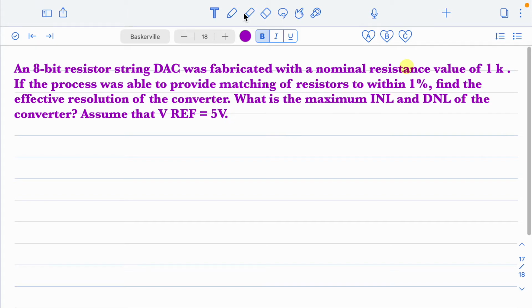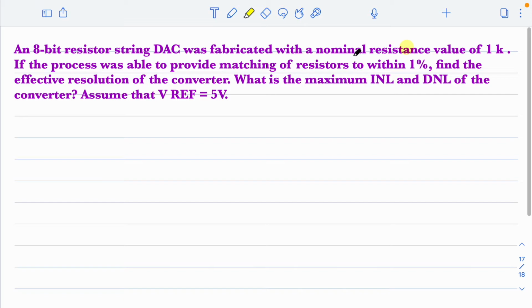So the question is with the nominal resistance value of 1K. Now the process was able to provide matching of resistors to within 1%. So the mismatch is only 1%. The question is find the effective resolution of the converter. What is the maximum INL, maximum DNL of the converter, assuming reference voltage as 5.